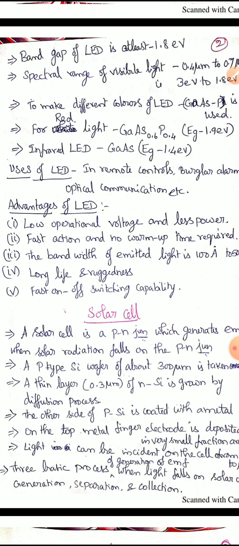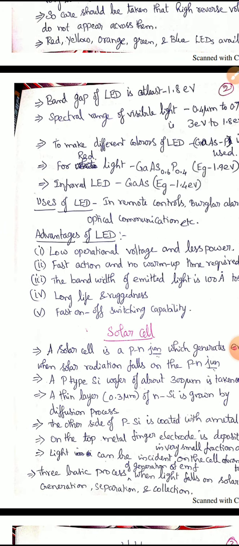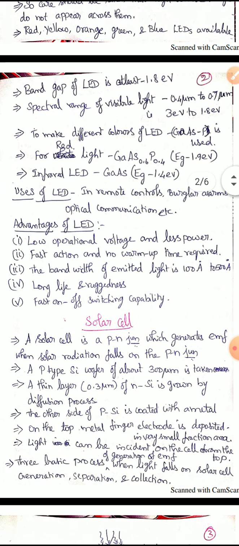The bandwidth of the emitted light is 100 Angstrom units to 500 Angstrom units, and it has long life and ruggedness, and then fast on-off switching capability. For all these 5 advantages, we are using LED instead of normal lights.